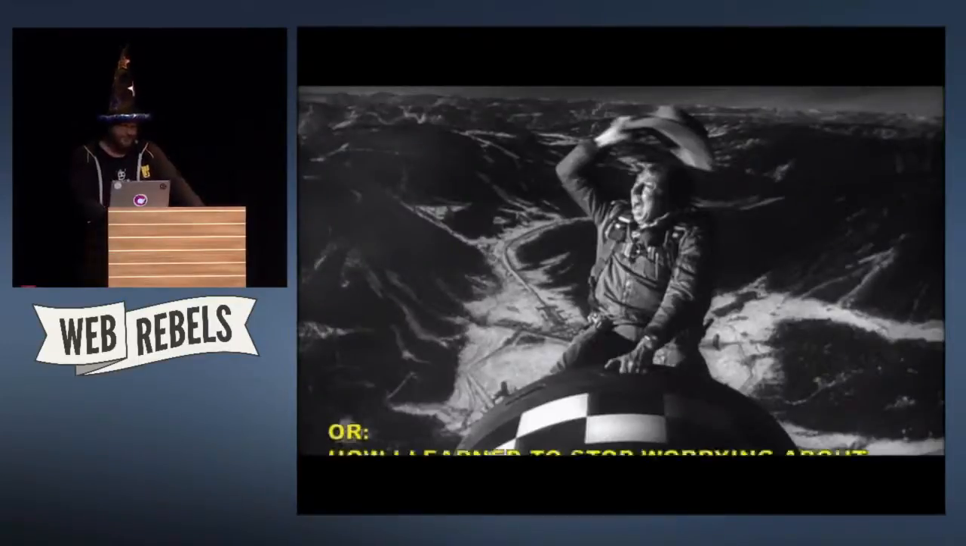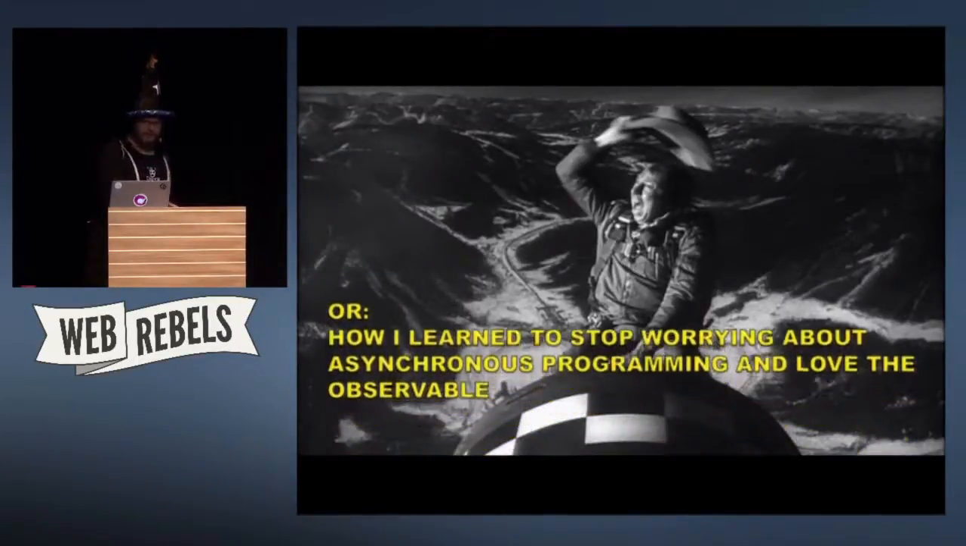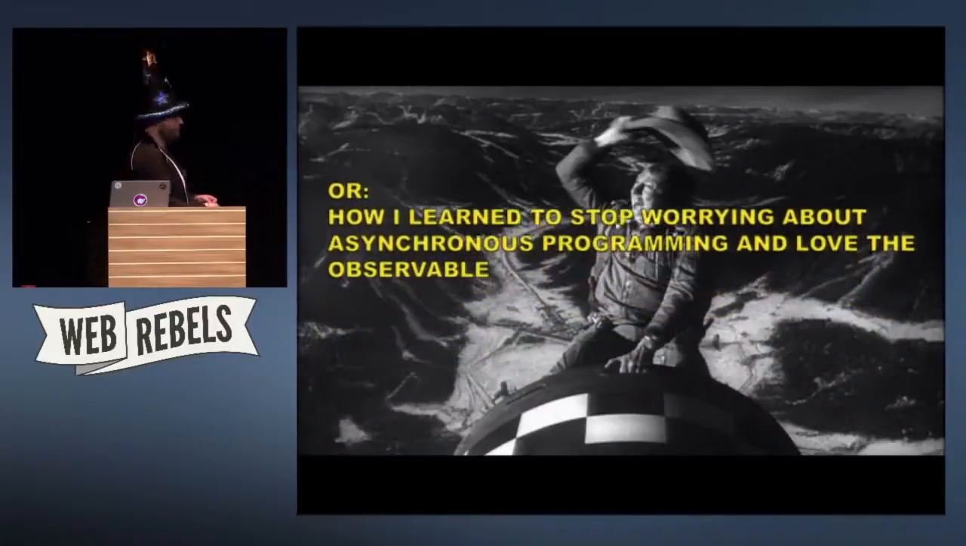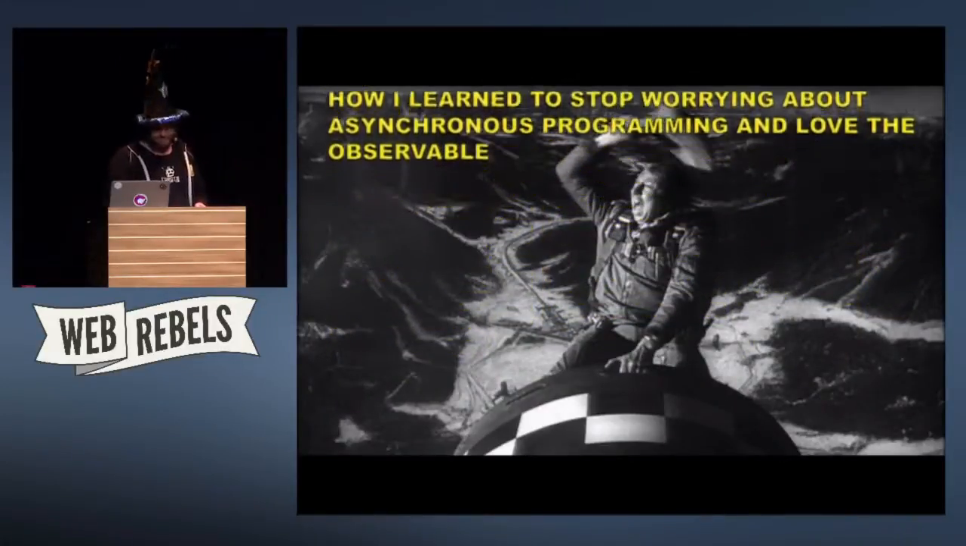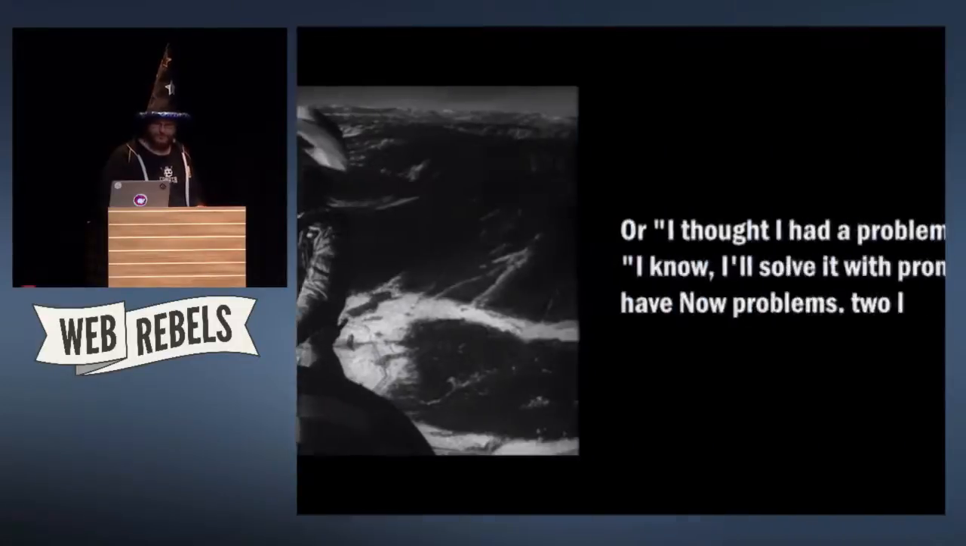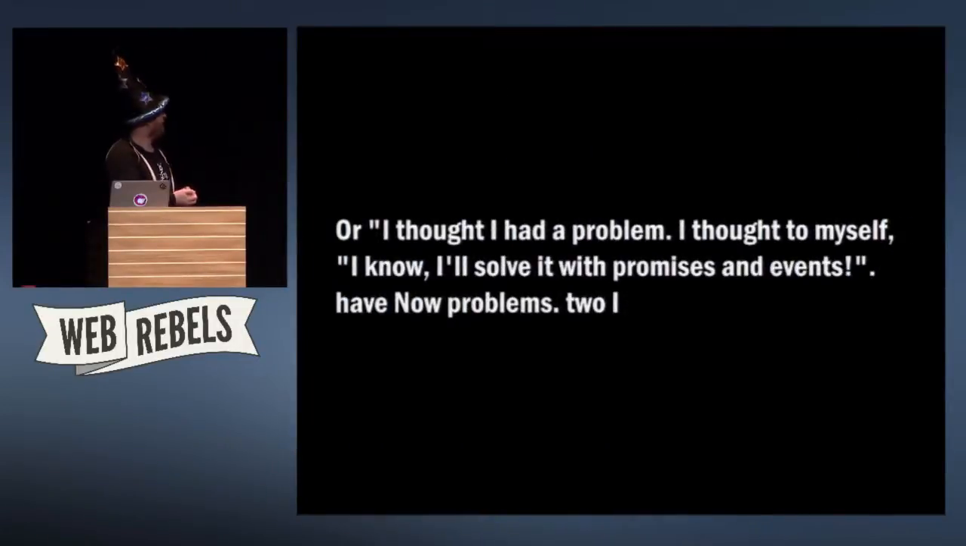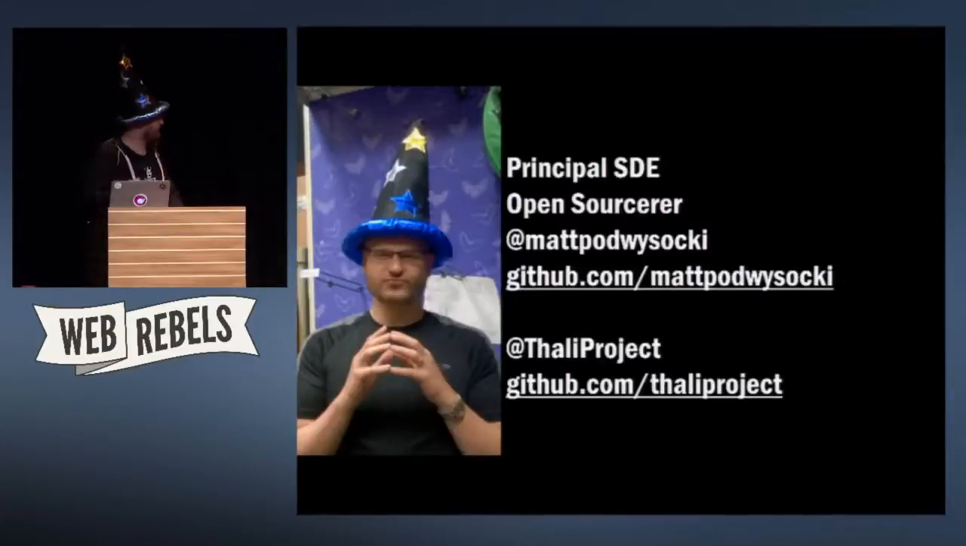But I didn't really like the title, Async JavaScript at Netflix. No. You have to go more grandiose than that. You have to say: how I stopped worrying about asynchronous programming and learned to love the observable. Or we can do an alternate, which is always good: I thought I had a problem, so I thought to myself, I know, I'll solve it with promises and events. Now I have two problems. Yes. All right, concurrency jokes. They never get old.